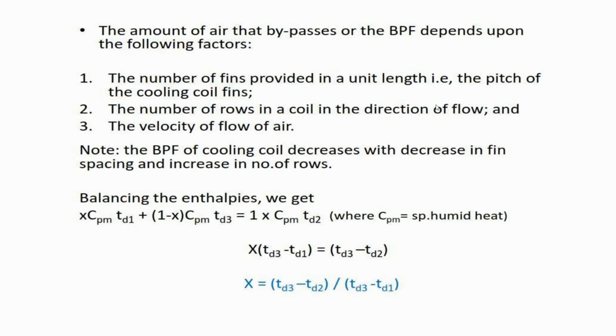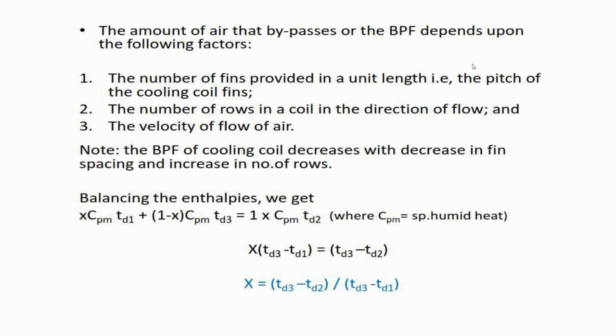Now the bypass factor basically depends upon three factors. First, the number of fins provided in a unit length, which is called the pitch of a cooling coil. Second, the number of rows in a coil in the direction of flow. Third is the velocity of flow of air. These 3 points affect the bypass factor of a coil. Now the bypass factor of a cooling coil decreases with decrease in fin spacing and increases with the number of rows. So that point is to be noted.